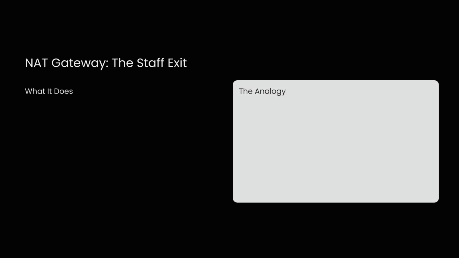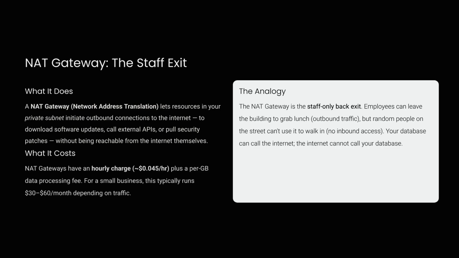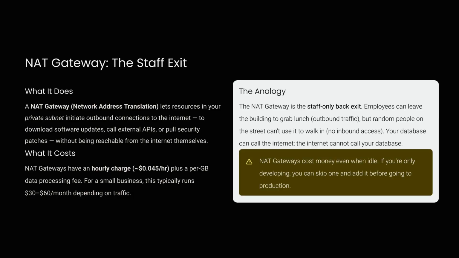The NAT Gateway is the staff exit, letting resources in your private subnet initiate outbound connections, like for software updates, without being internet reachable themselves. It has an hourly and data processing cost, typically running $30 to $60 per month. Developers can skip this until going to production.